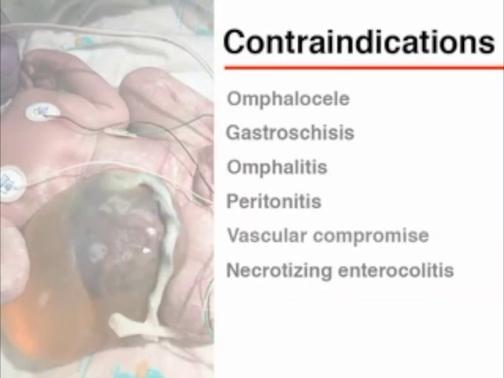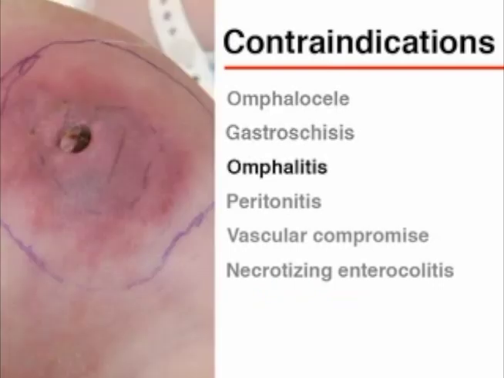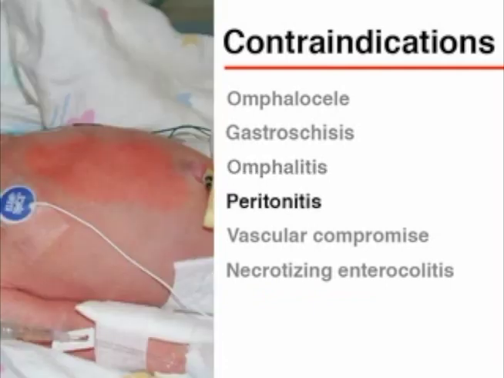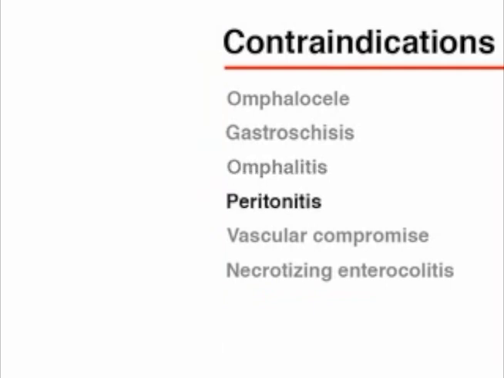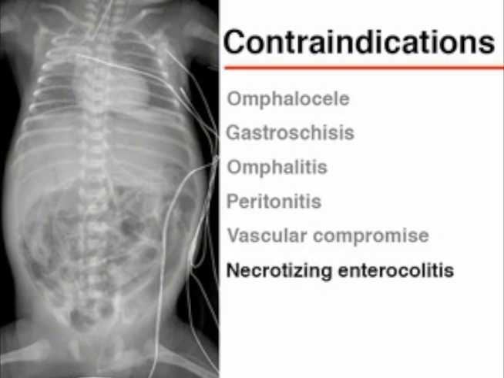The contraindications are similar for both vessels and include omphalocele, gastroschisis, omphalitis, and peritonitis. In umbilical artery catheterization, evidence of vascular compromise in the lower limbs or buttocks and necrotizing enterocolitis are considered additional relative contraindications.